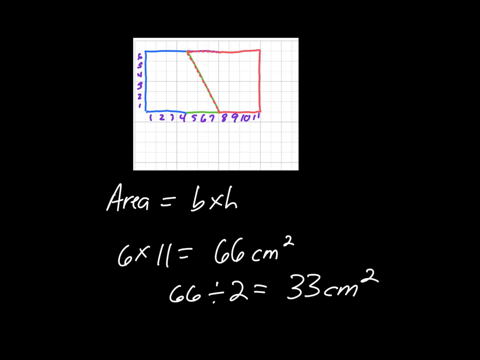And if you go back and do the area of the rectangle and add it to the area of the triangle, you will also find that you get 33 centimeters squared.